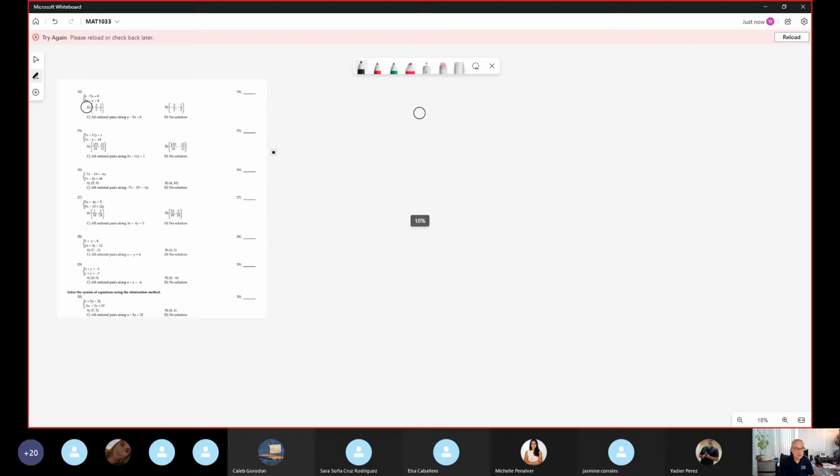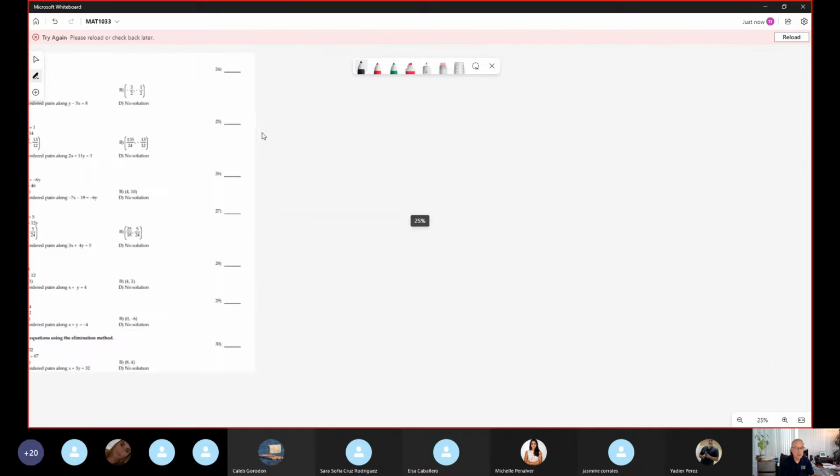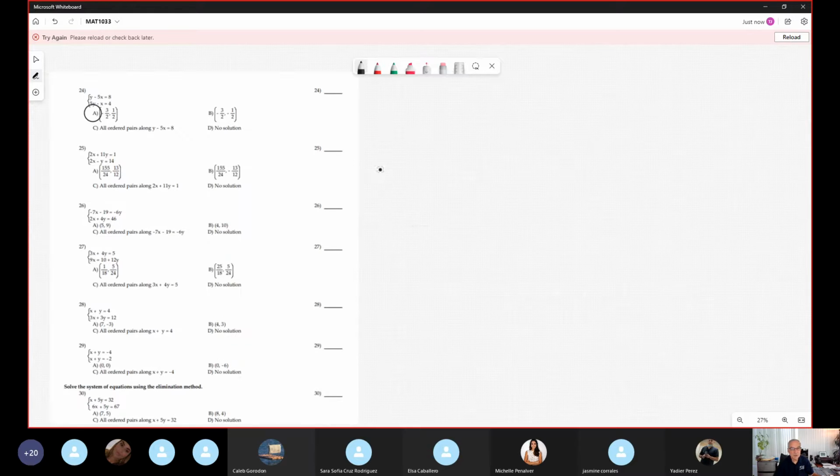Okay, the next example is 25, no? 25. The next example is 2x plus 11y equals 1, equation number 1, and 2x again, repetition, minus y equals 14. Okay, so you help me now, because sometimes I don't see detail. What do you consider is the variable that has a coefficient of 1 or -1? What variable and in which equation?